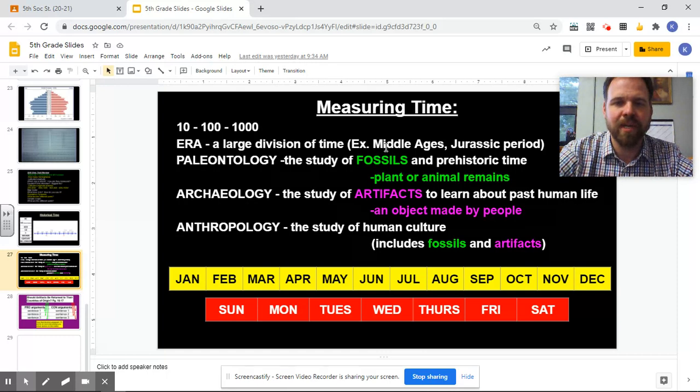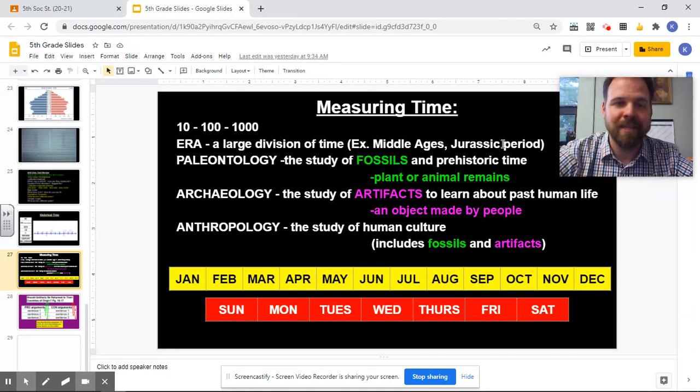So I have an example here, like the Middle Ages, and I have the Jurassic period. And I put those there because the Middle Ages was a pretty long period of time, right? Several hundreds of years, depending on who you talk to. But really, the Jurassic period is a period of millions of years. Both of them are somewhat undefined, like when they officially started and when they officially ended, but they're also obviously pretty large divisions of time.